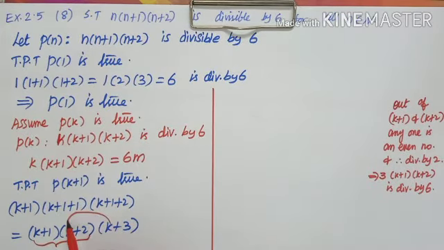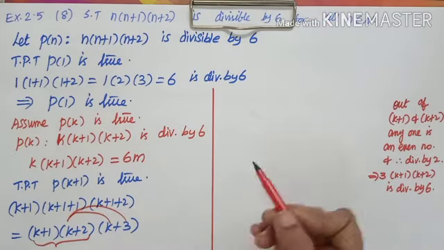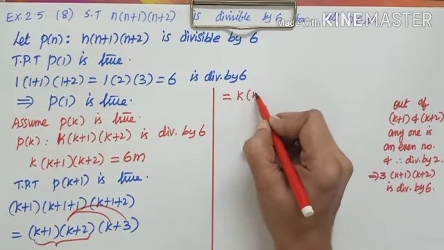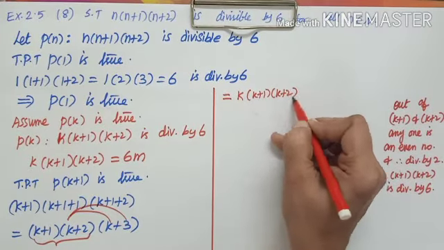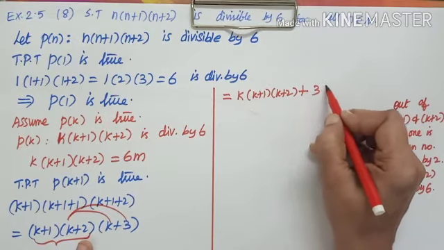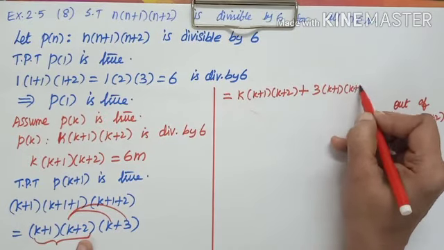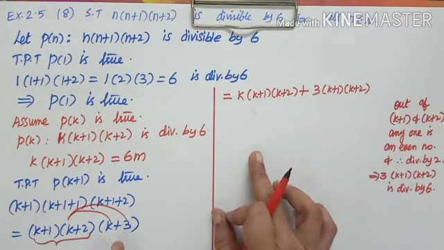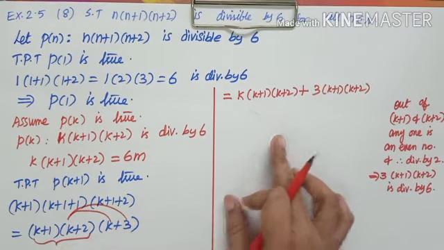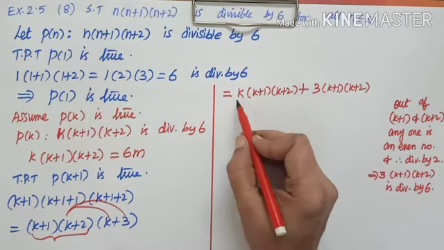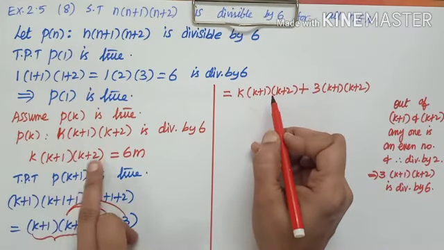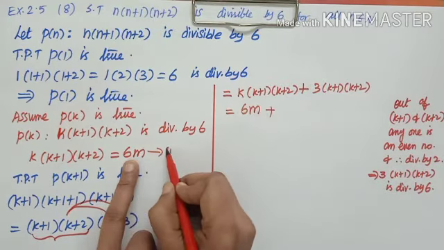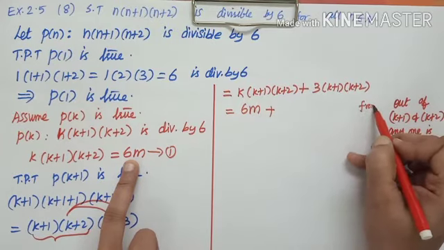k into this, 3 into this. That is what we are going to write. So how I am going to split this? k into k plus 1 into k plus 2 plus 3 into k plus 1 into k plus 2. So k plus 1, k plus 2 we are going to write in both the terms. One term I put k, another term I put 3. k into k plus 1 into k plus 2 is here, which I can write 6m. So this let me call 1. So from 1 we are writing.